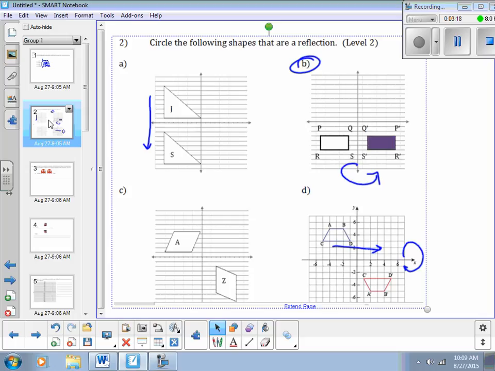There could have been two reflections. In this case, there was only one. You have to make sure you look at all of the possible choices. Maybe the question on the test is not going to say which ones are reflections. It might say which ones are translations. Or maybe it'd say which ones have a glide and a reflection.